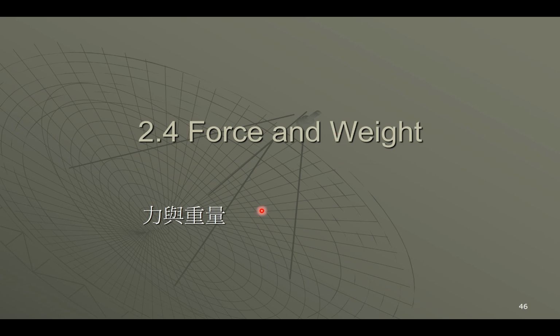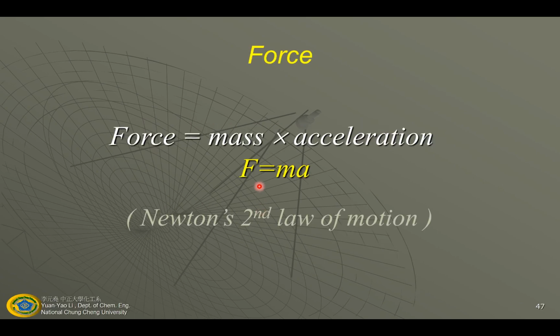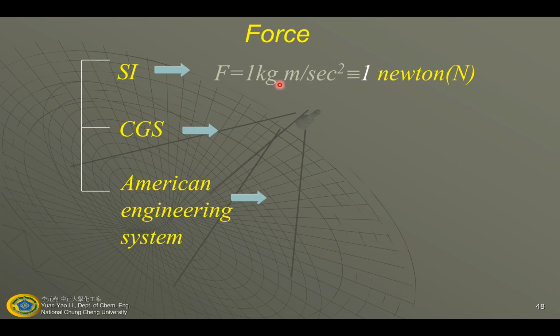Next section is section 2.4, force and weight. As we all know, force is equal to mass times acceleration, right? This is Newton's second law of motion. However, if we want to understand the units and dimensions, SI unit, CGS unit, and American Engineering System units. In SI units, force will be 1 kilogram times meter per second squared. That will also be called newtons, right?